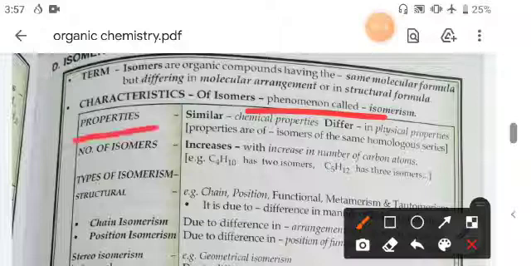Now properties, number of isomers, types of isomers, this is also important, and we will discuss it in our next video.